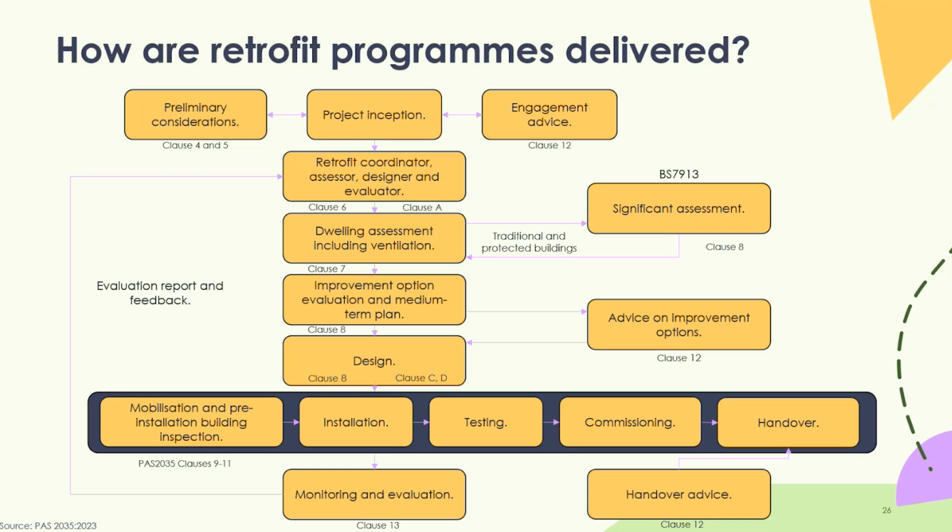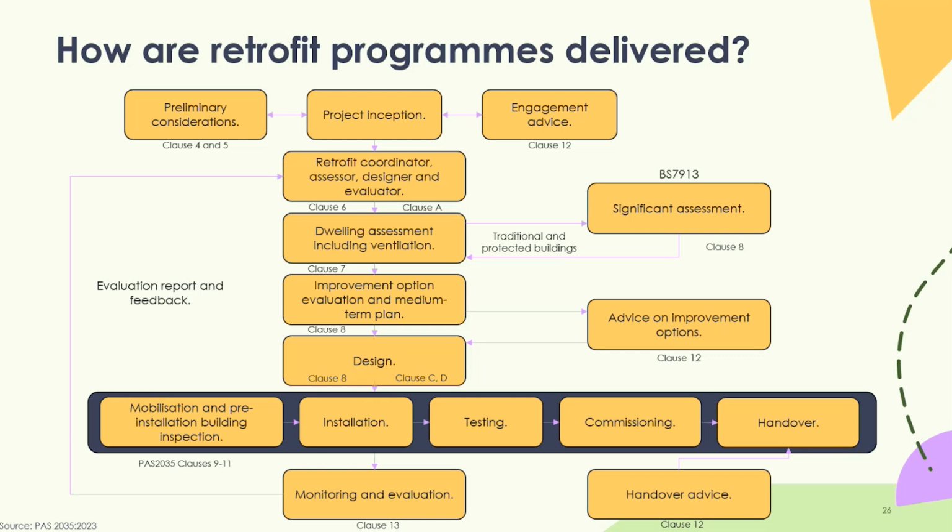And so they will look at the options available and try to create this medium-term plan, this MTIP, a medium-term improvement plan, which details what measures should be installed and in what order. You'll then have a designer that comes in and designs the actual specifications for these things to meet what the retrofit needs to achieve.